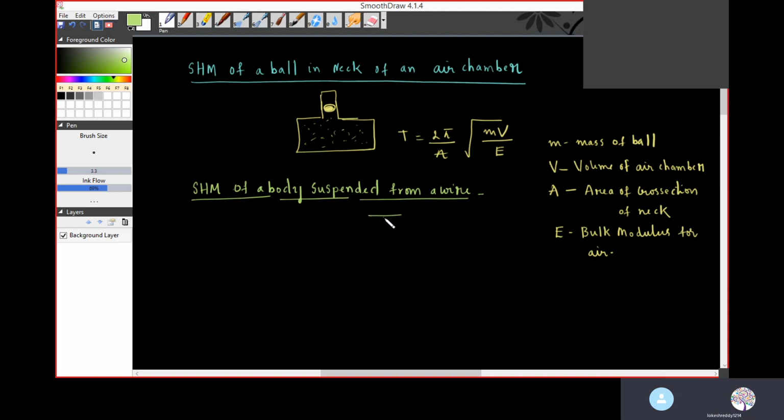So now this is a wire of length L and a mass M is suspended. For this, the time period T is equal to 2 pi root of ML by YA. This is the SHM of a body suspended from a wire.